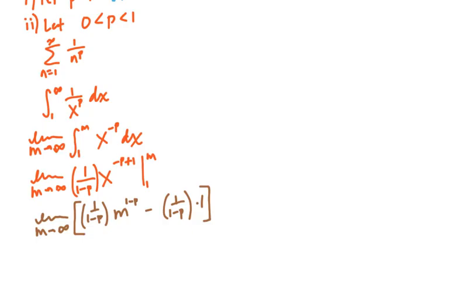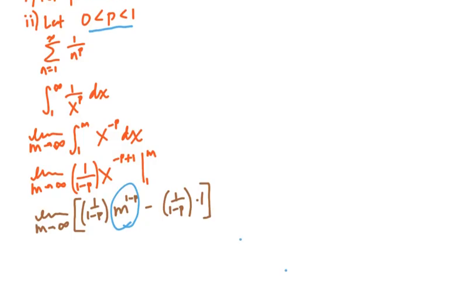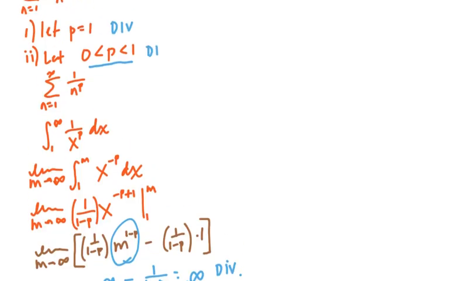So what we need to look at here is this part right here. So we have 1 minus p as our power of m. Now remember that p is between 0 and 1, so it's a fraction. It's a small value. So what we have here is infinity to a positive power, so this leads to infinity, and then minus 1 over 1 minus p, which is still infinity. So this is divergent, so that means case 2 is divergent.